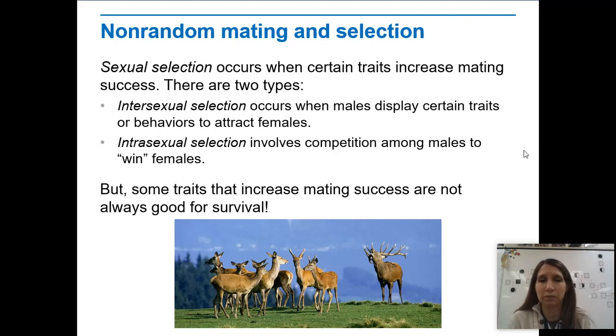There's lots of examples. But again, the major difference here is how is that attraction happening, right? Intersexual is males displaying things in a non-violent way, if you want to think about it that way. And then intrasexual selection is just the physical altercations that occur in order to attract females. Now, the downside of this, like genetic drift, is that sometimes what's good in terms of attracting a female or winning the rights to mate with a female are not actually going to be good for survival of that species or even that individual.